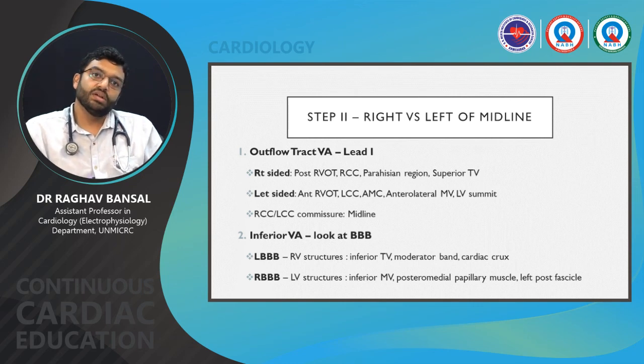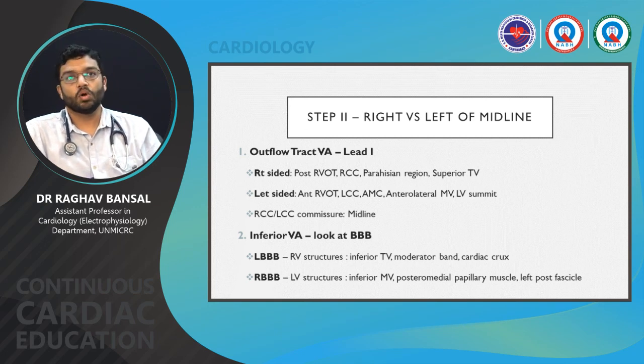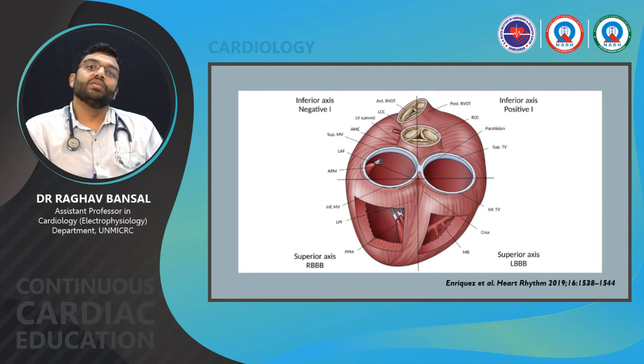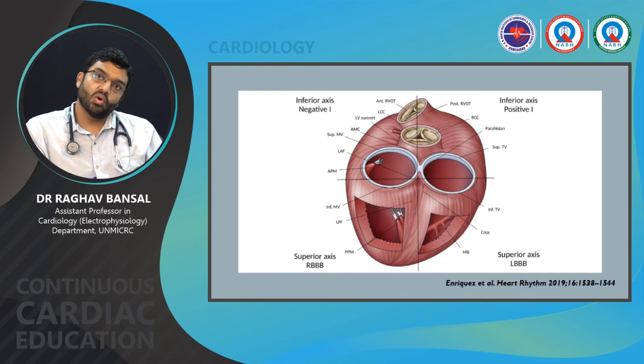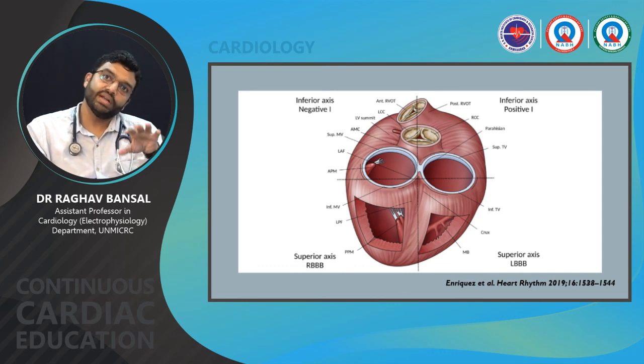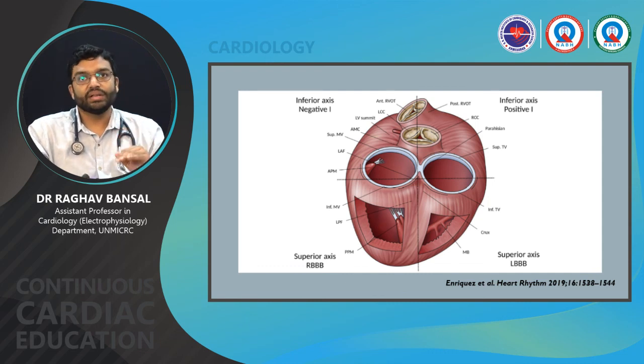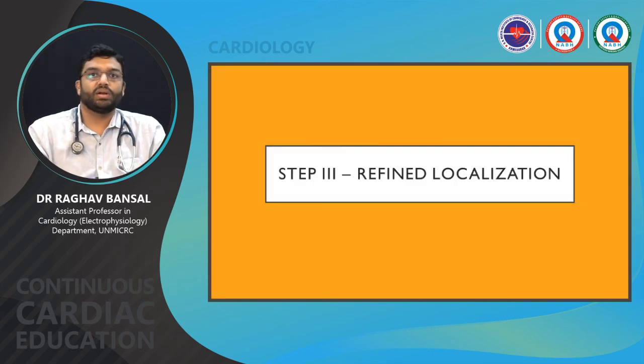The RV structures will give a left bundle branch block pattern, and the LV structures will give a right bundle branch block pattern. So this is the diagram which we need to keep in mind for the discussion we are going to have. Once we have identified the quadrant from which the arrhythmia is arising, by looking at the inferior and superior axis and the right and left of the midline structures, we have to pinpoint the structure by looking at the refined localization in that particular quadrant.